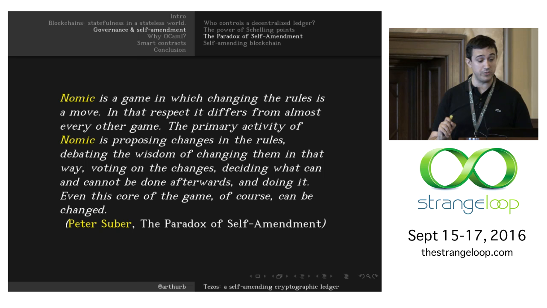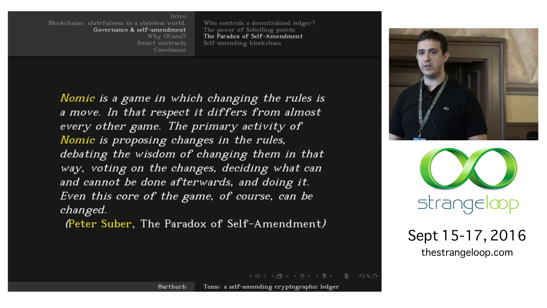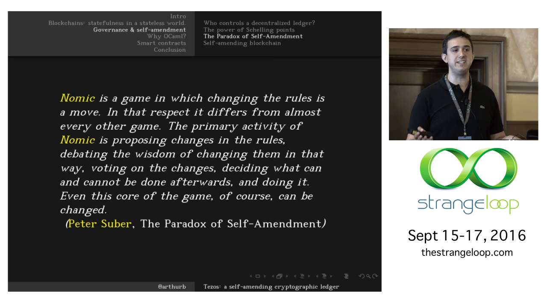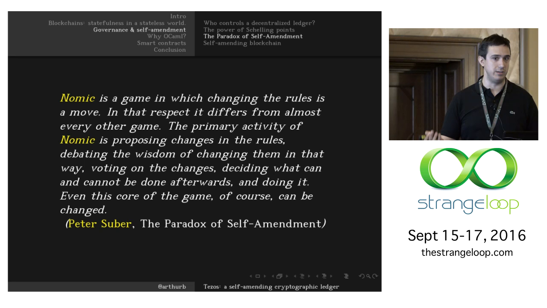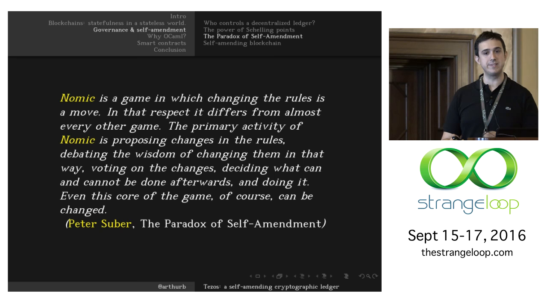So why does he call that a paradox of self-amendment? Well, it's a so-called veridical paradox, where the paradox is actually true. And I don't personally find it very paradoxical, but the idea is you have a set of rules that says that you can change it. Can you change it in a way that says that you can't change it anymore? And the answer is yes. So you can have a fully introspective set of rules that can look upon themselves and change themselves.